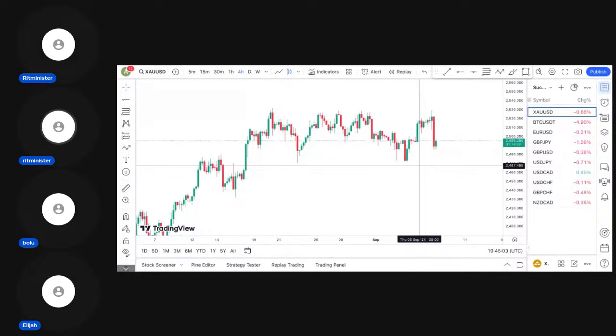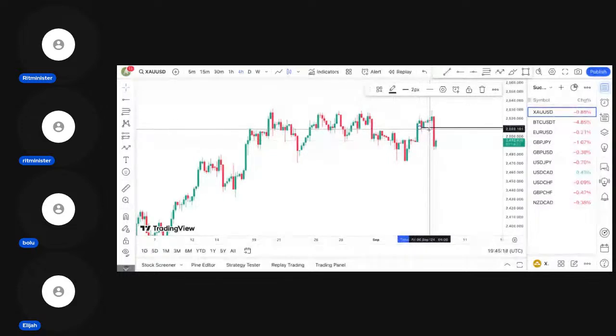So remember, before you hear that gold trades from zone to zone, it does not mean that gold is going to reverse at this point. Like for example, like this, it does not mean that gold is coming to reverse at this particular zone.